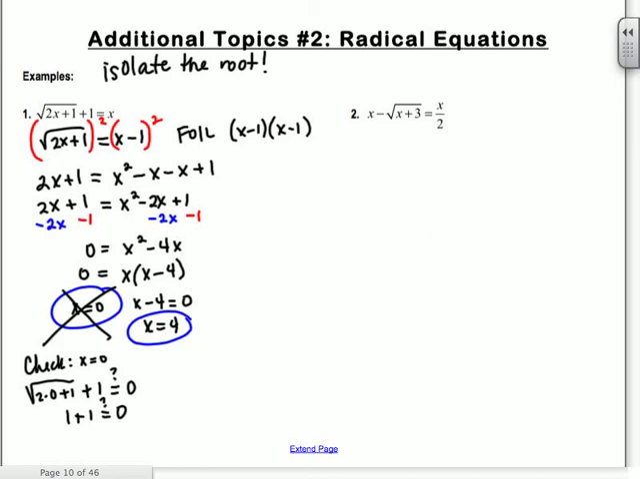We also want to check x equals 4. So when I check x equals 4, I have the square root of 2 times 4 plus 1, and I'm seeing if that's equal to 4. So I get the square root of 9, which is 3, plus 1. Yes, that does equal 4. So 4 is the only solution that works.